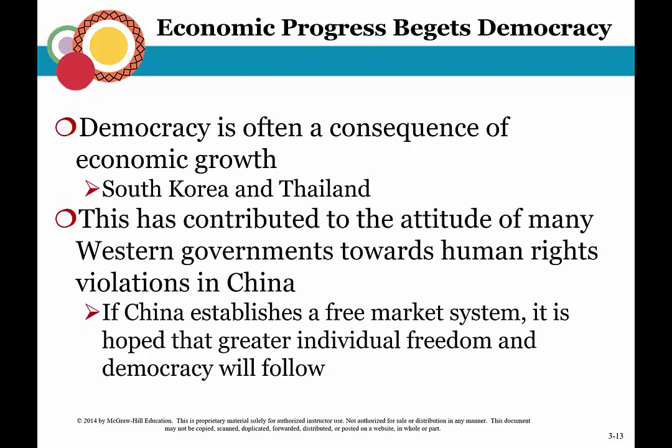If China establishes a free market system, it's hoped that greater individual freedom and democracy will follow as China starts to enter into our economy and we enter into their economy. Hopefully more individual rights and freedoms will be available in that part of the world, if you will.